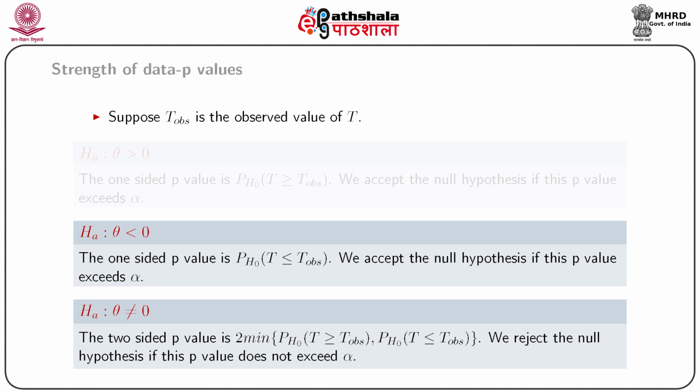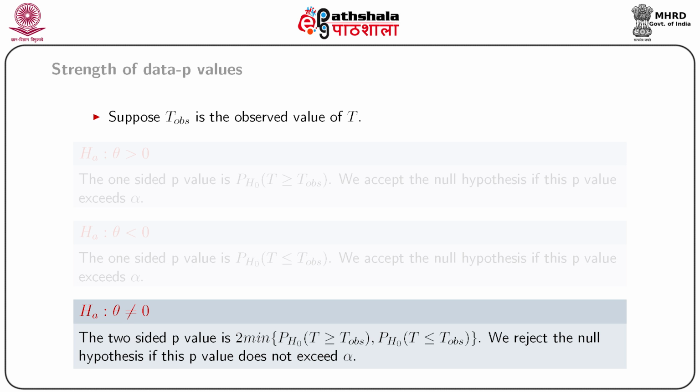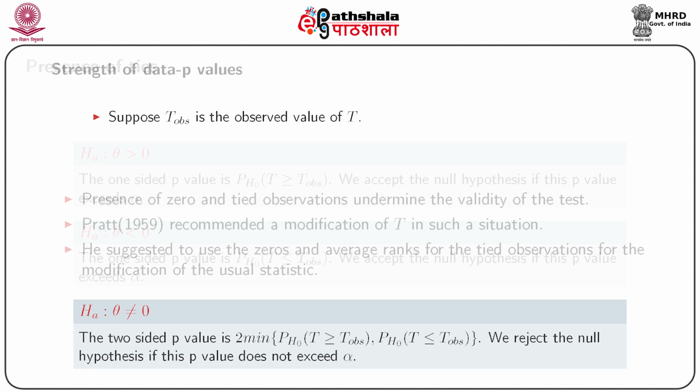For the alternative theta less than 0, the one-sided p-value is defined as probability T less than or equal to t observed under H0. However, for the two-sided alternative, that is theta not equal to 0, the two-sided p-value is 2 times the minimum of the above two one-sided p-values. And in such a case, we reject the null hypothesis if this p-value does not exceed alpha.